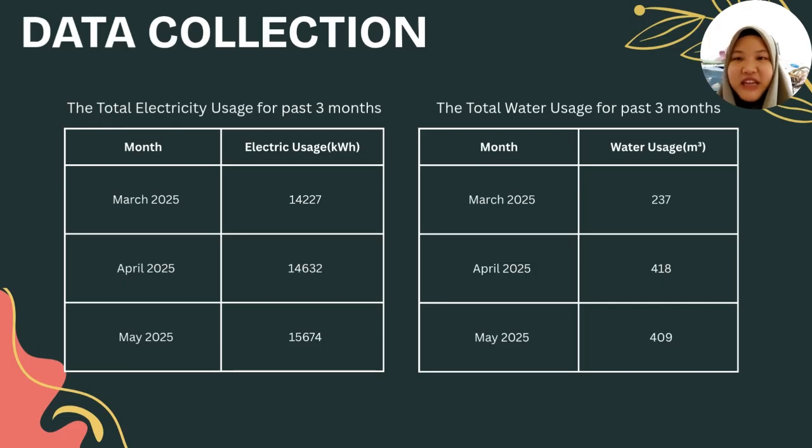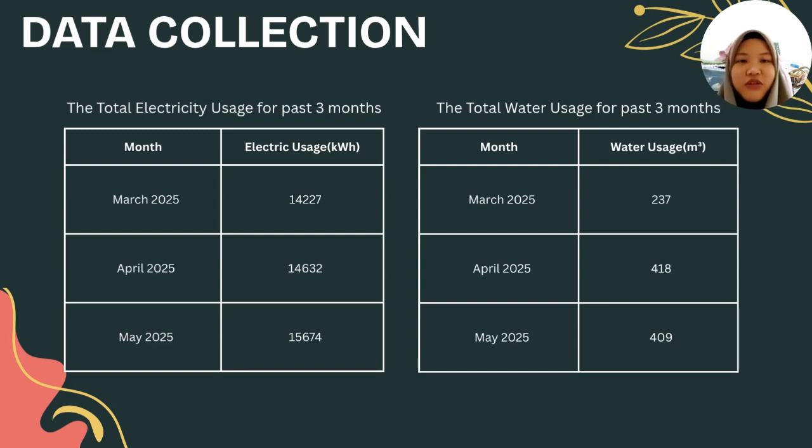Hi, my name is Aisha, and this is a data collection for total electric usage for the past 3 months and the total water usage for the past 3 months. As you can see, from March 2025, the electric usage is 14,227 kilowatt per hour, and for April 2025 is 14,632 kilowatt per hour, and for May 2025, it spiked up a little to 15,674 kilowatt per hour. This may cause electric use from the customer and from the workers.